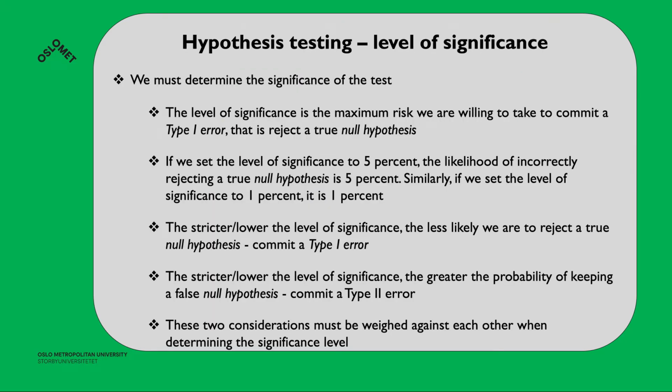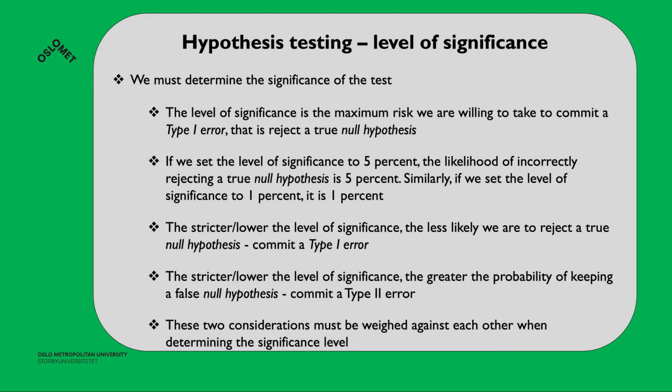Yes. And hypothesis testing, level of significance. We have to determine the significance of the test, and the level of significance is the maximum risk we are willing to take to commit a type 1 error. That is, to reject a true null hypothesis. So if we set the level of significance to 5%, the likelihood of incorrectly rejecting a true null hypothesis is 5%. And similarly, if we set the level of significance to 1%, it's 1%. So there's always a risk that we are wrong, but we choose ourselves how great that risk is to be.